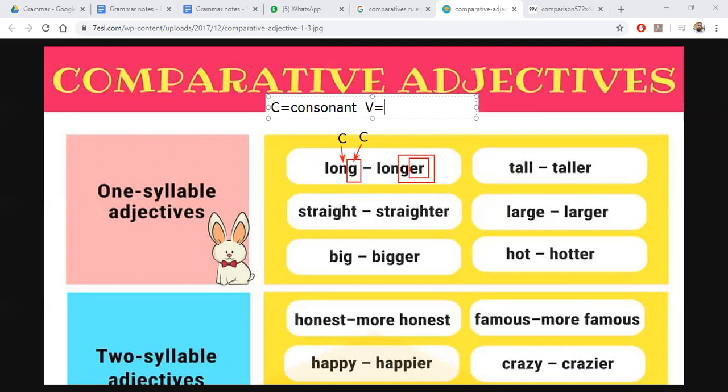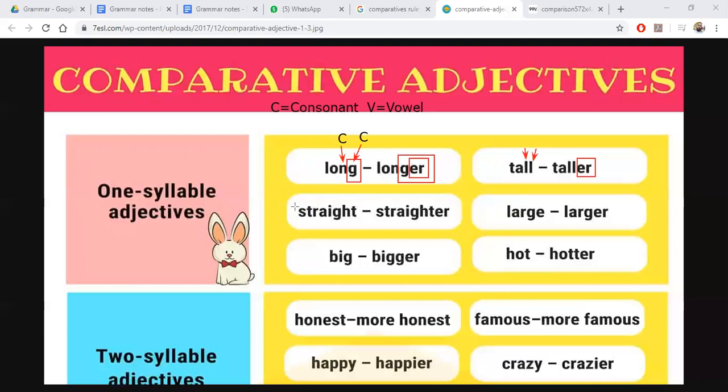Consonant and vowel. It's for you to have it there whenever I mention that. So we have the adjective tall. In the adjective tall, we have the same thing: consonant, consonant. So the only thing we do is add er, as in the example. Er.